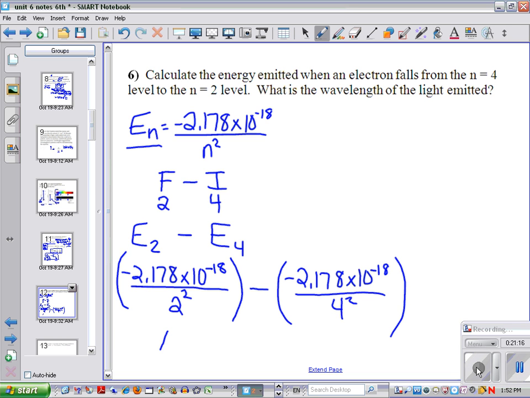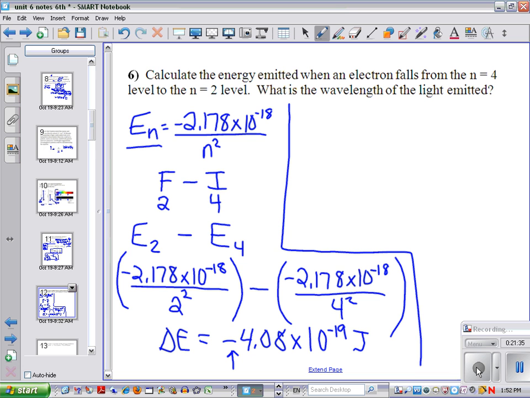So your change in energy when you fall from energy level 4 to 2 is negative 4.08 times 10 to the negative 19 joules. Negative because you're falling, you're emitting that energy. Now I'm going to take a second and use that other equation that we gave you for change in energy, and show you how you could use this equation and solve for the exact same answer.